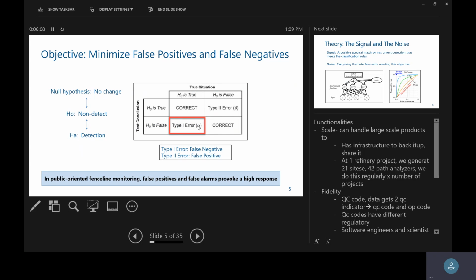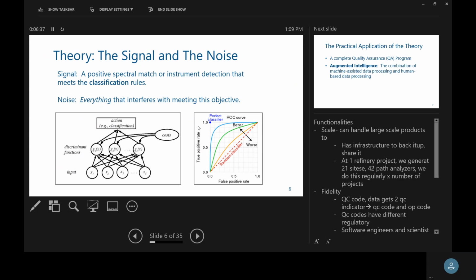You've probably all seen this and forgotten what a null hypothesis is, as I have to remind myself every time I look at it, even from 30 seconds ago. But basically, type 1 error is a false negative. Type 2 error is a false positive. So here's what we want to avoid. In fact, I made an error, and it should be the other way around. But public-oriented, the false positives and false alarms invoke high response.